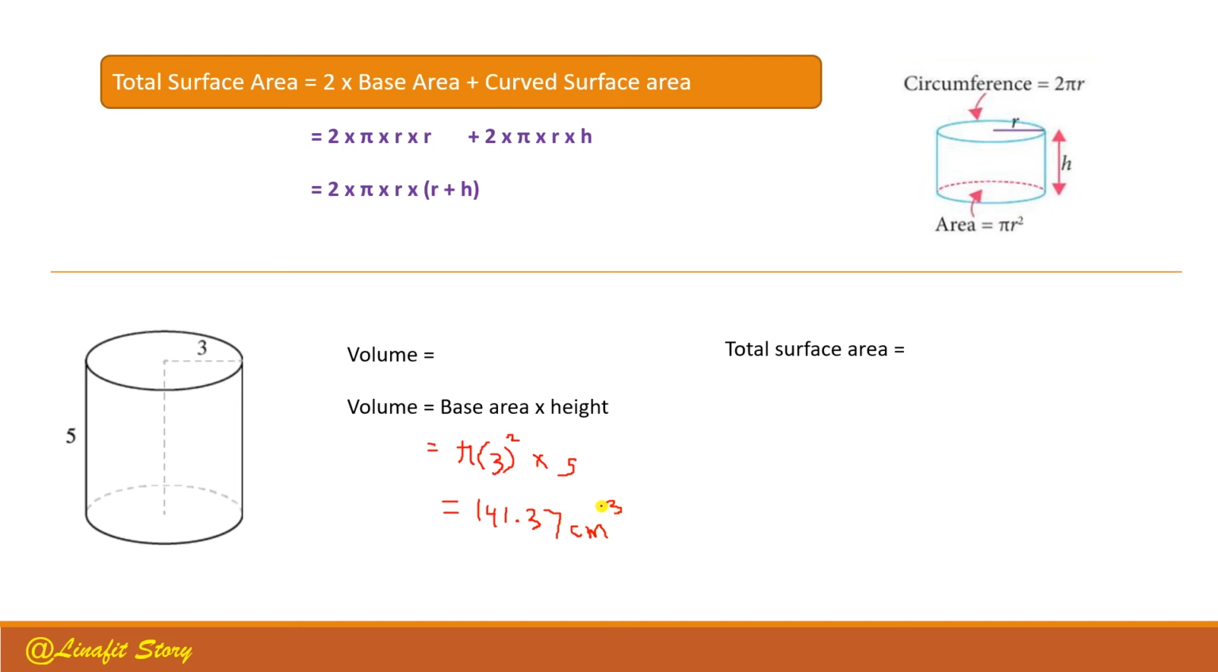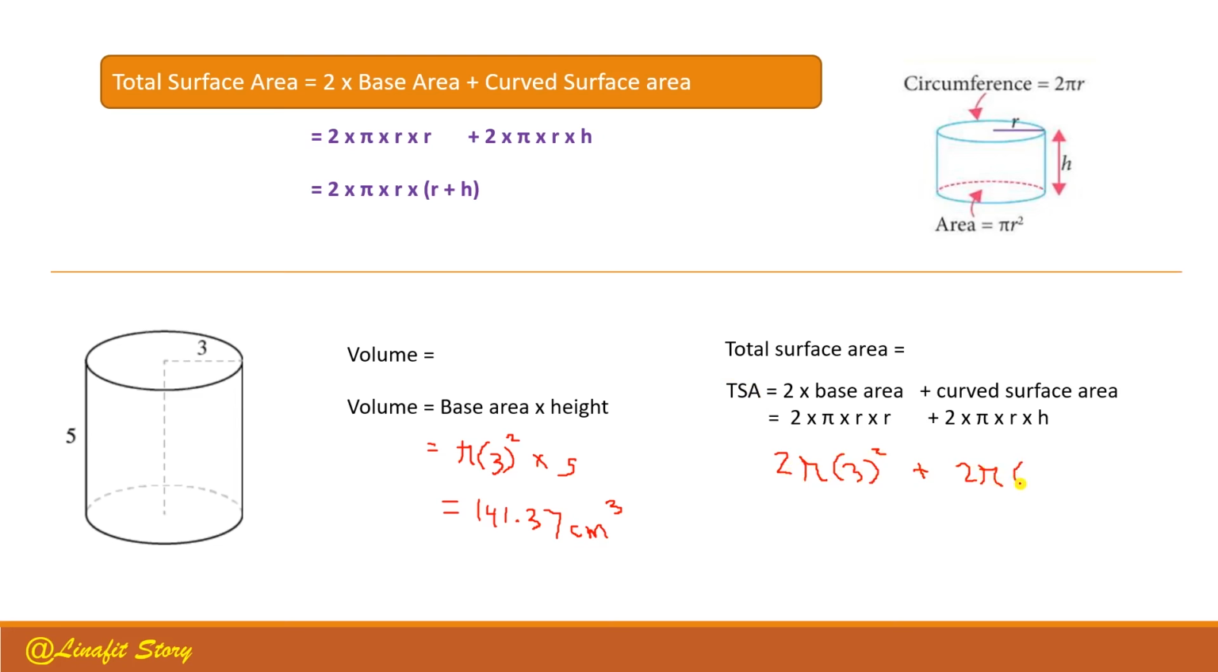Then, to find the total surface area is 2 times base area plus the curved surface area. So 2 times pi times 3 squared plus 2 times pi times 3 times 5 is equal to 150.8 square cm.